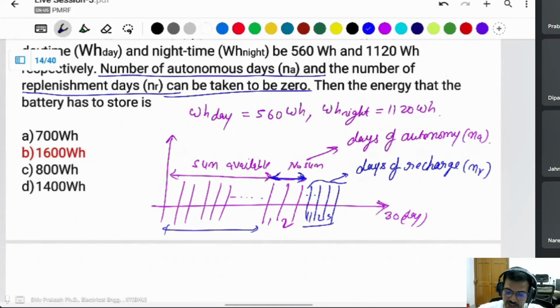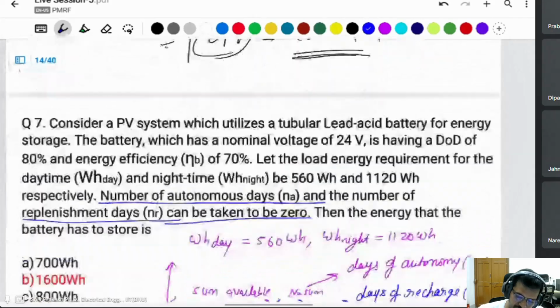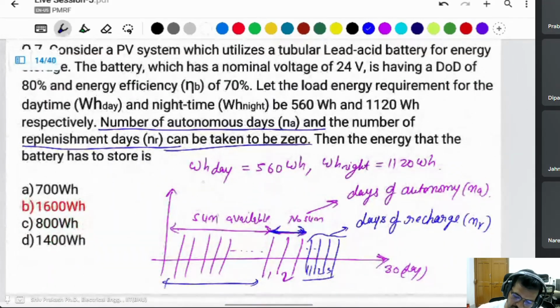But if there is an autonomous day, then it will require more battery capacity. In the daytime, there is 560 watt, and that power is delivered by the solar only. There is no need of a battery. In the daytime the battery will charge, and all the load is delivered by the solar.